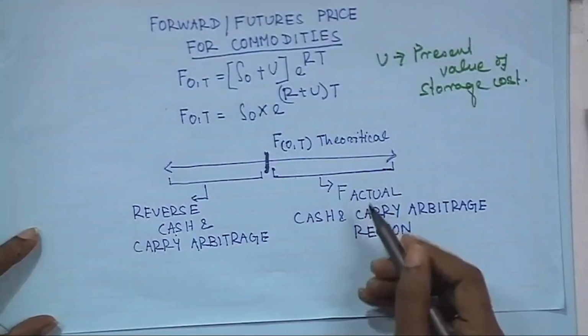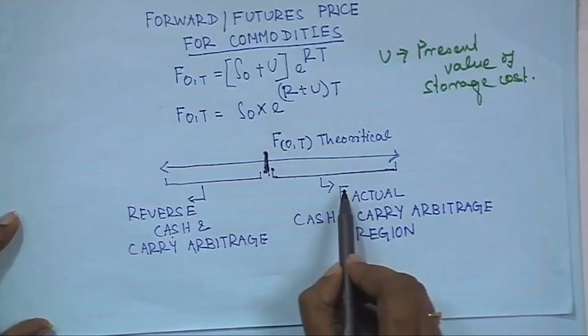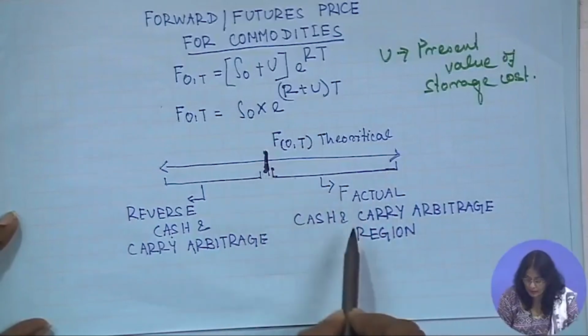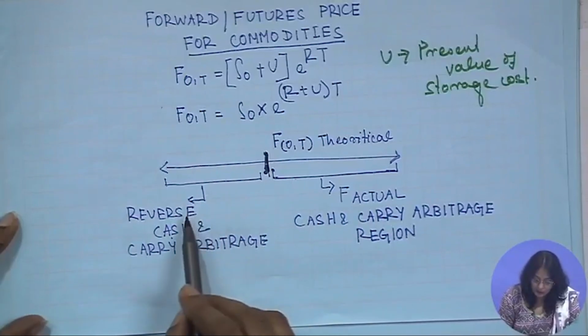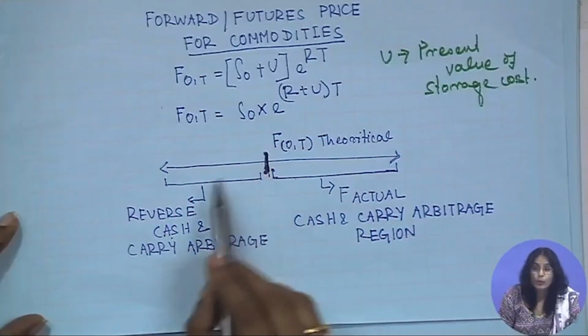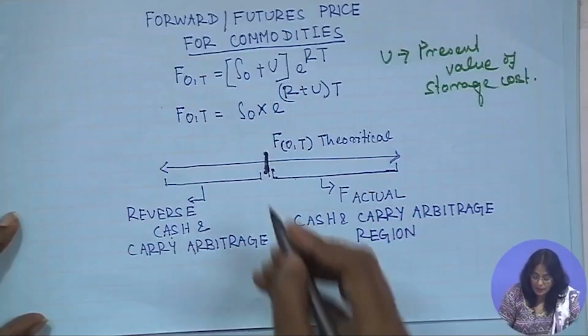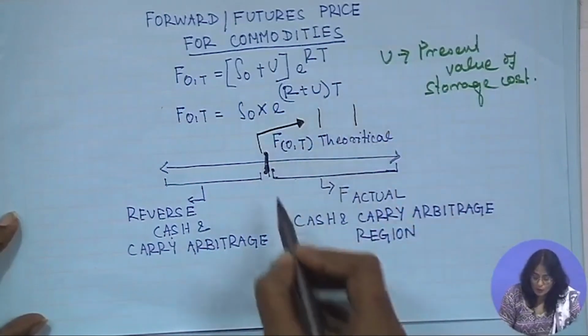Now let's focus on this particular document. This detail shows our theoretical price. We have calculated the theoretical price, and if F actual is to the right of this, that means more than the theoretical price, we will have cash and carry arbitrage. If the actual price is less than the theoretical price, we will have reverse cash and carry arbitrage. But in real life this is not a single price point; it varies within a range.